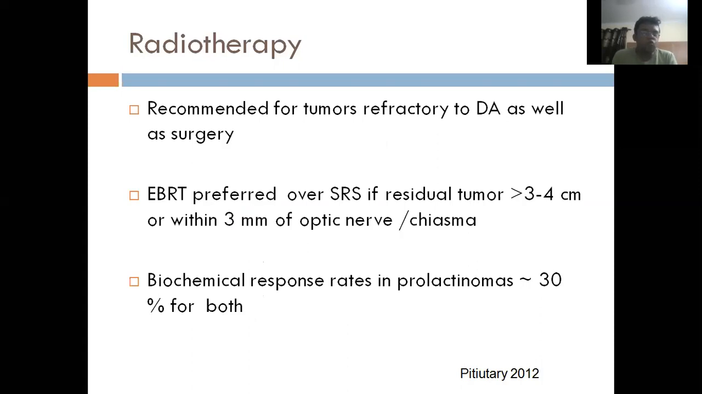Now, when will you do EBRT, external beam, and when will you do SRS? So, if your tumor is small, that is less than 3 centimeters in size, and it is not very close to the optic chiasm, then you can go with the SRS, because it's a concentrated dose in a small area. It will kill the tumor, and it is away from the vital structure, so the other structures will not be damaged. But if your tumor is larger in size, then the SRS will not be able to affect the entire tumor. And if the tumor is close to the optic nerve, if you do SRS, you will deliver a very large amount of radiation in one shot, and that radiation can damage the optic nerve or the chiasm. So, large tumor close to the optic nerve, if you want to give radiotherapy, you do EBRT.